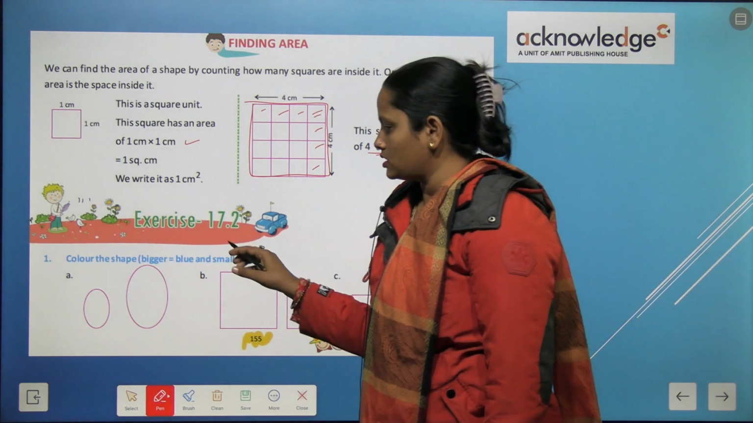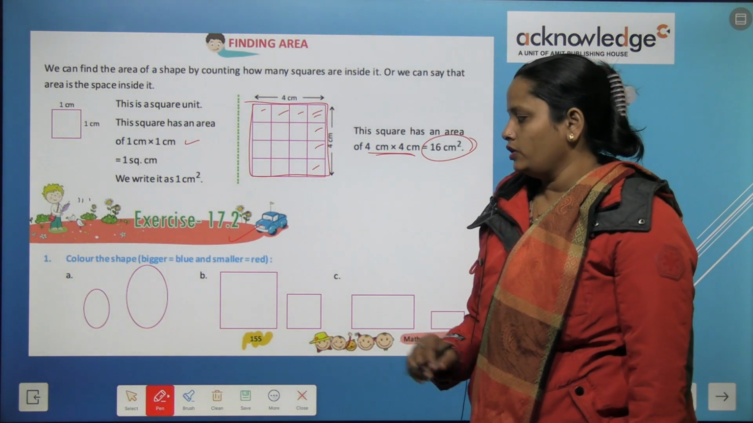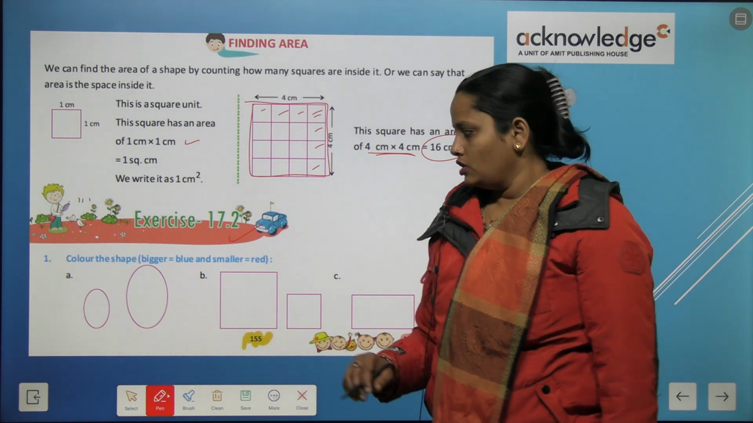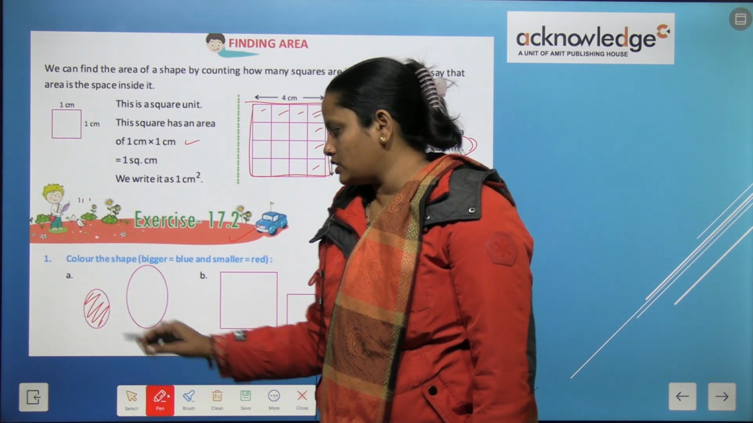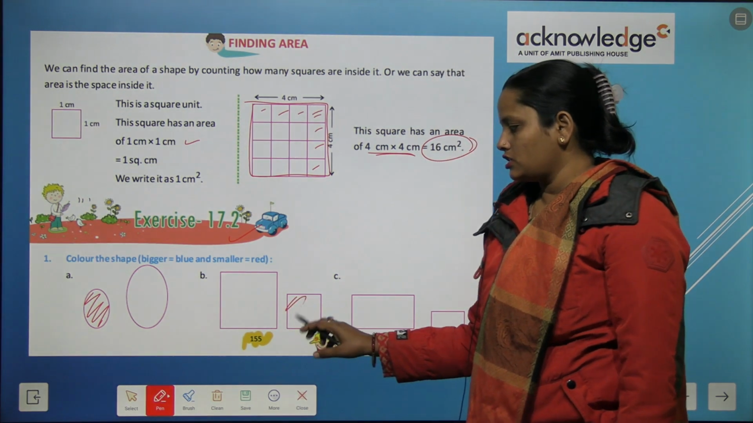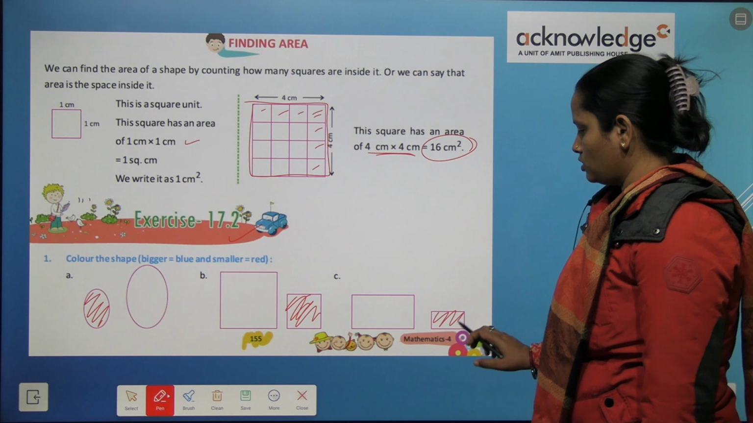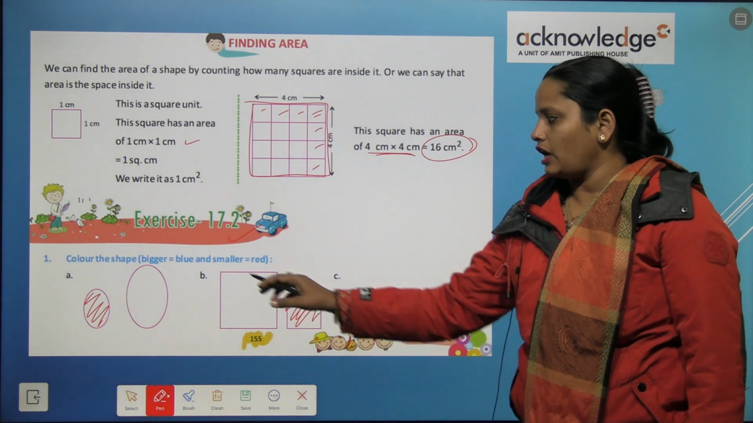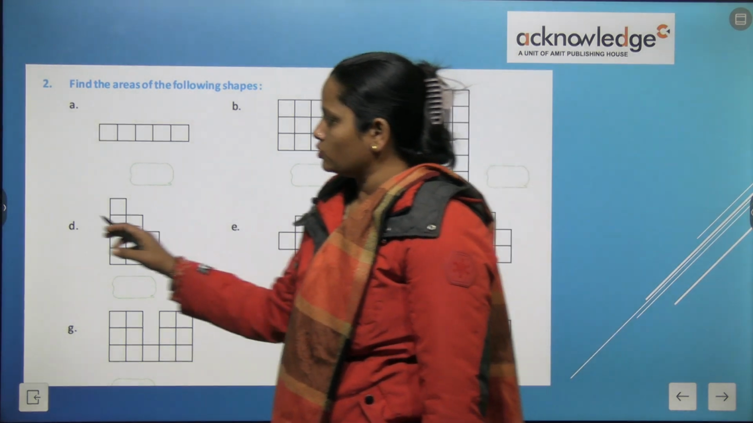Now let's do this exercise 17.2. Color the shape bigger blue and smaller red. So we have to color the smaller shape as red. This is smaller, this will also be red, and this one also red. Other one we have to color blue. Now let's move to question number 2.